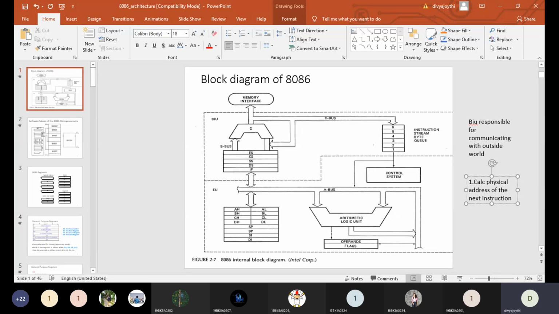If searching time is more, even after executing the current instruction, the execution unit will wait for the next instruction. If the next instruction is to be ready, then the BIU should know where exactly that instruction is present in the memory. The address of the next instruction, we call it the physical address. So now this bus interface unit should calculate. The first thing that BIU has to do is calculate the physical address.